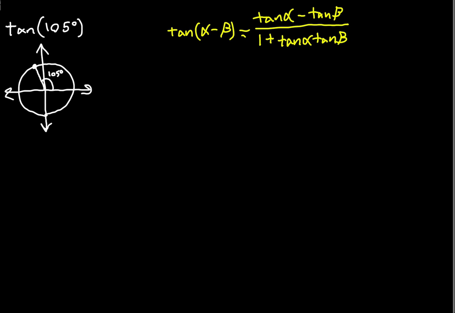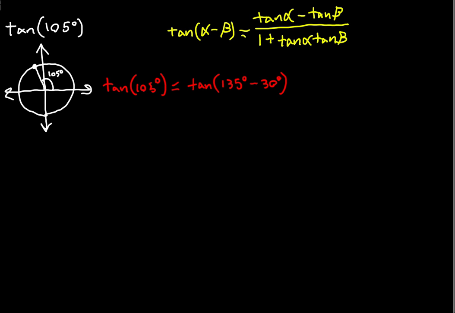Okay, so what could this tangent be? What could 105 be? What two angles could we include here? Well, tangent of 105 should be the same as the tangent of 135 minus 30 degrees, right? And those are two angles that we're familiar with.